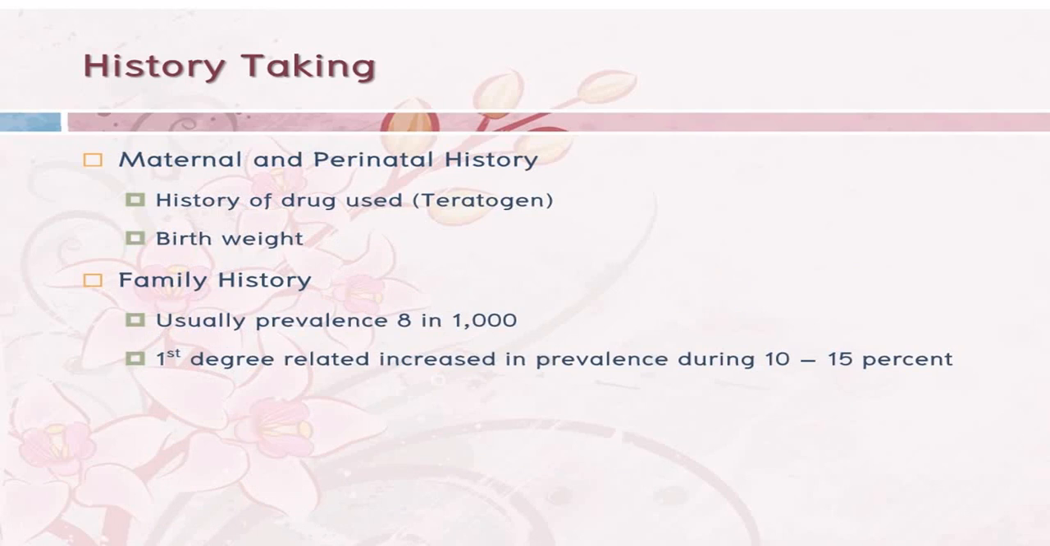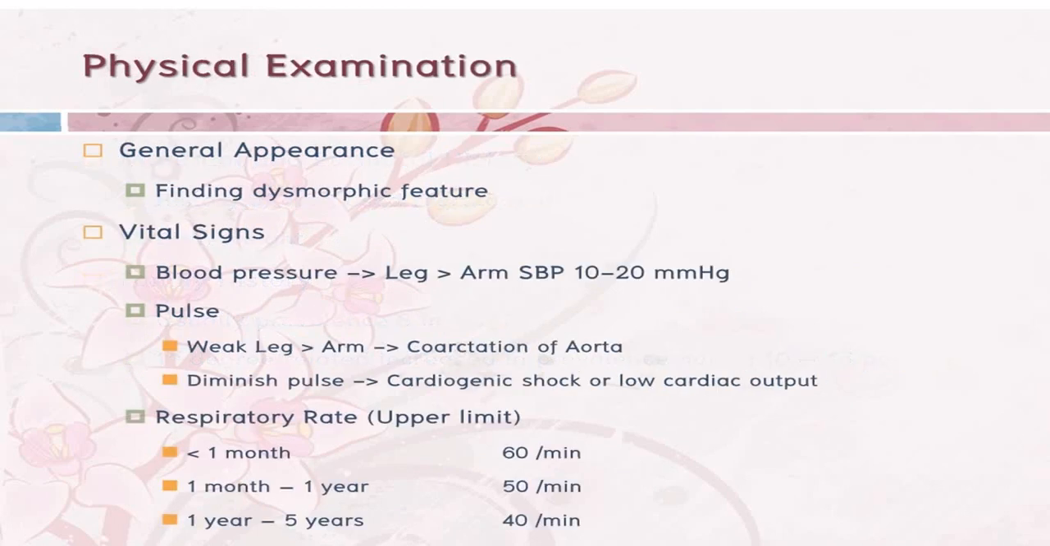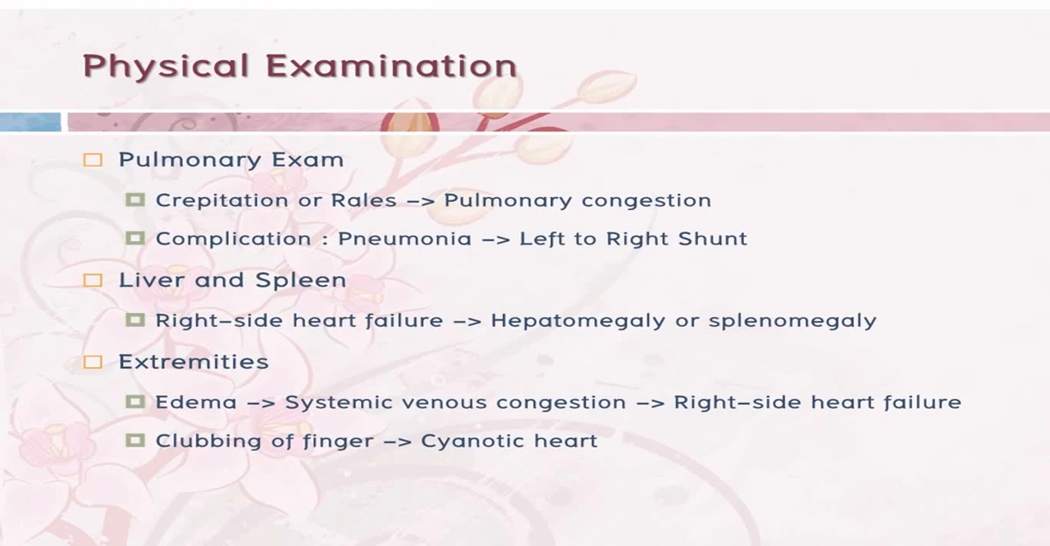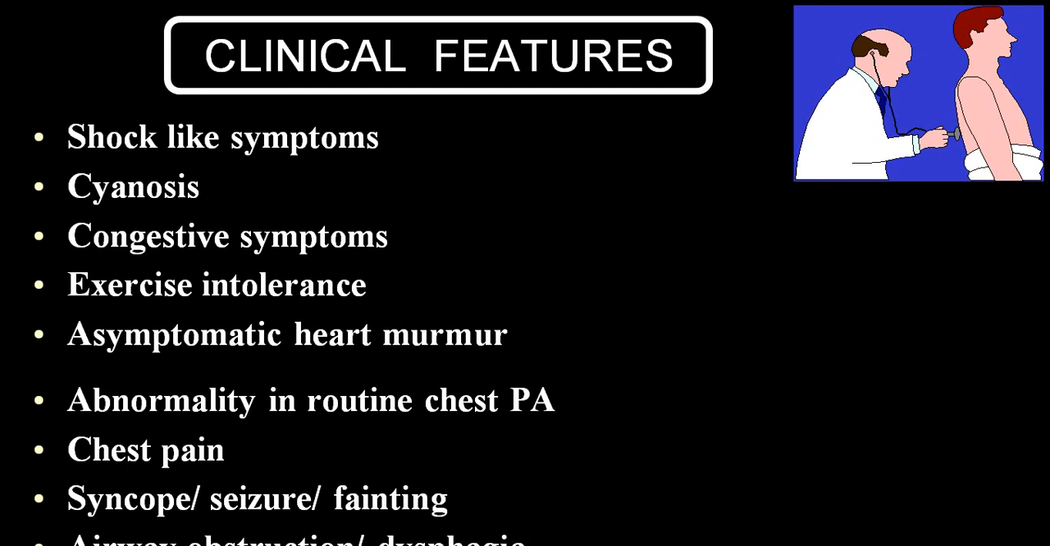You get a maternal history, you have a family history, and have a good physical examination, that is blood pressure, pulse, respiration, JVP, cardiovascular system examination: inspection, palpation, percussion, auscultation. All those should be done. Have a good examination of the respiratory system, look for liver and spleen to find out the presence of congestive heart failure, look for edema, cyanosis, clubbing, etc.